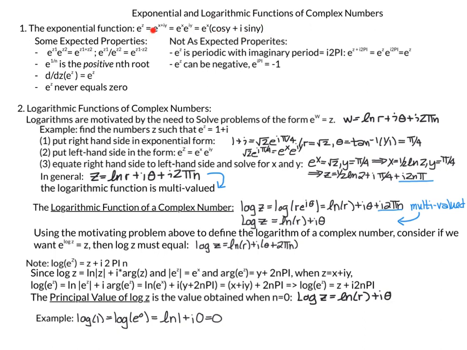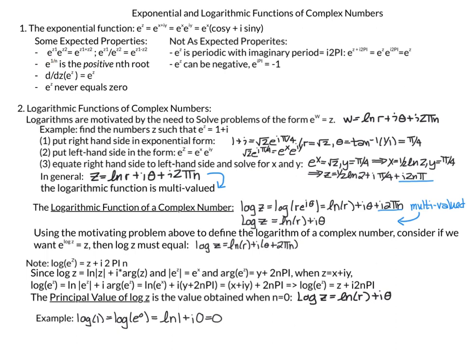Other expected properties: the product of two exponents is equal to the exponent of the sum of our two exponents. Similarly, if we have an exponent divided by another exponent, we can simplify it to e to the numerator exponent minus the denominator exponent.